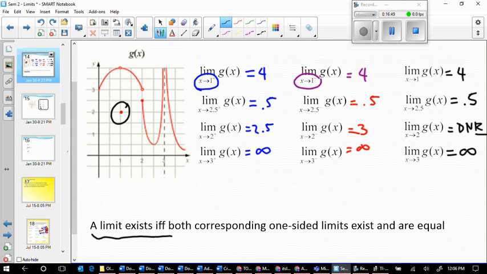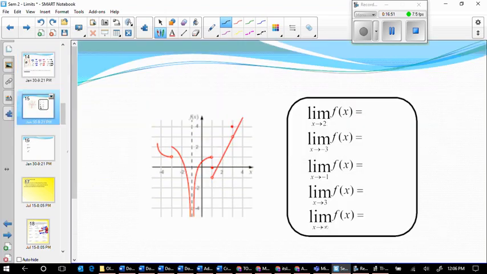So let's find a few more limits. Go ahead and find each of these limits. Again, first find the one-sided limits and check whether or not they are equal. If they are, then you have a limit. If they are not, then you do not have a limit. Take a moment to do that.